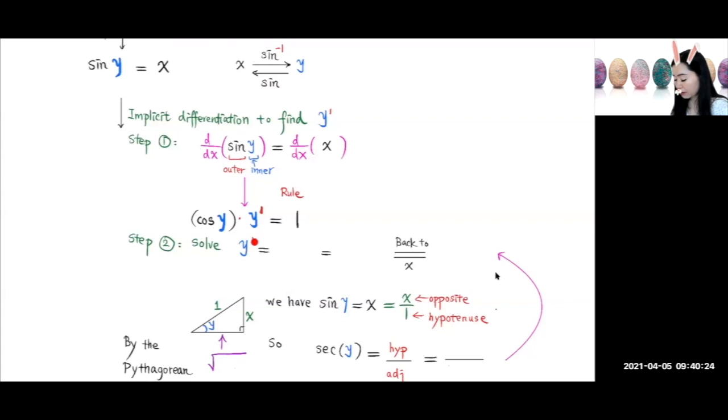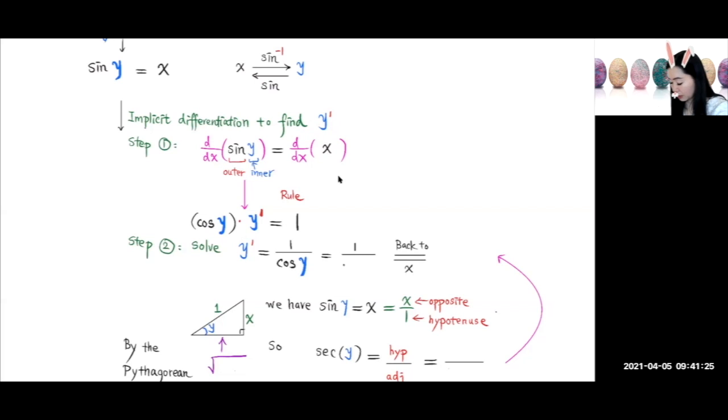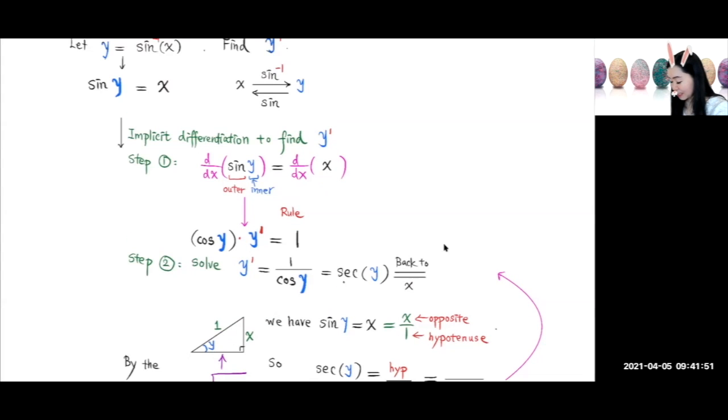Now we're going to solve for y prime. So y prime will be 1 divided by cosine of y. So 1 over cosine of y is secant of y. Secant and cosine are reciprocals. So we put it as secant of y.